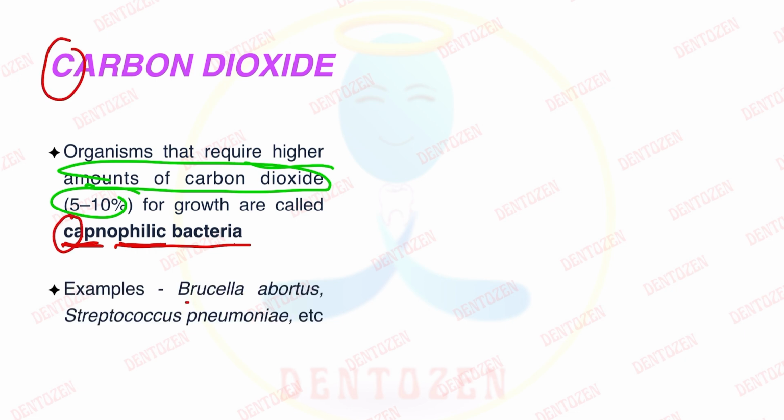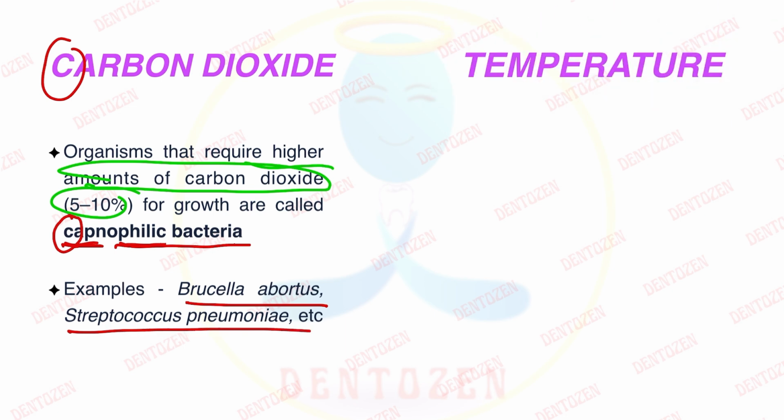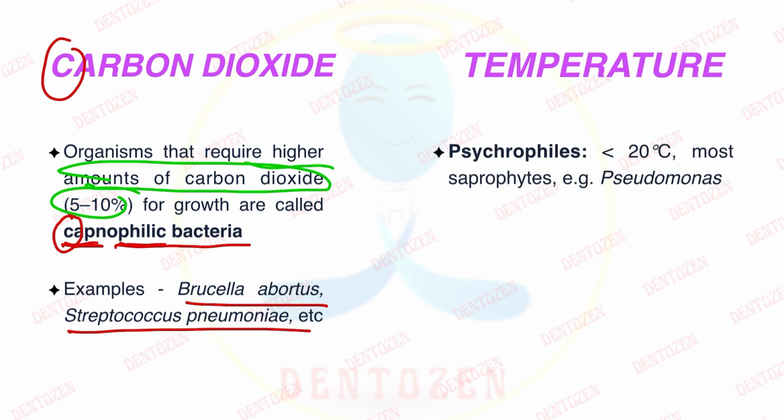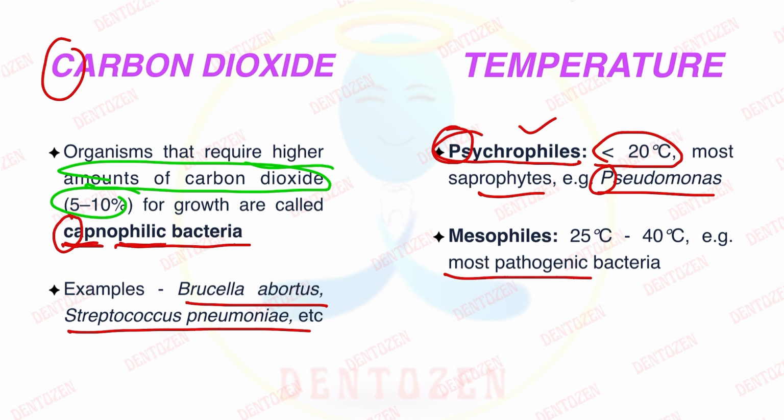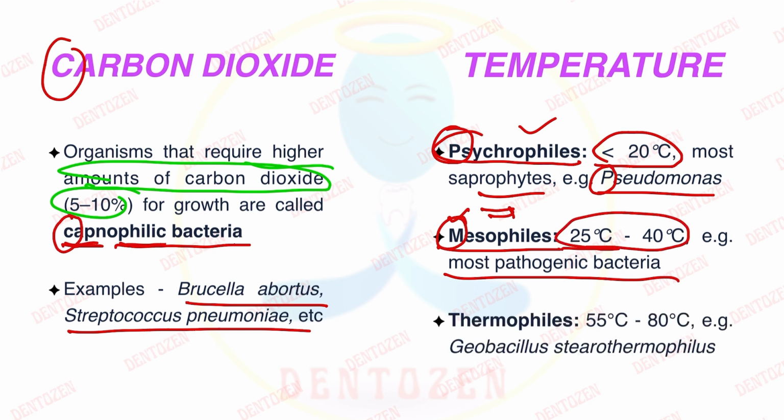Based on temperature, bacteria which can grow below 20 degrees are called psychrophiles. Most saprophiles, example Pseudomonas, P for Pseudomonas, P for psychrophiles. But most of the pathogenic bacteria are mesophiles. Meso, M, refers to that they can grow in the moderate temperatures, 25 to 40 degrees Celsius. But then there are certain bacteria which love higher temperatures, thermophiles. They love higher range, that is between 55 to 80 degrees Celsius. Example is Geobacillus stearothermophilus. So they can be psychrophiles, mesophiles, thermophiles based on the temperature.